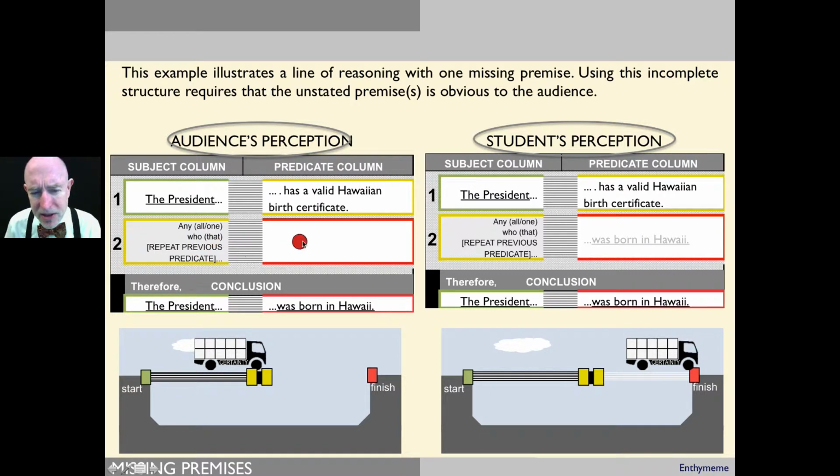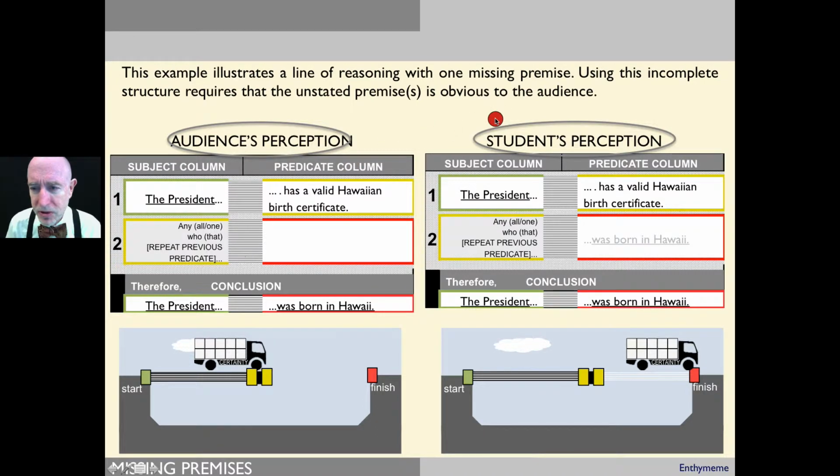Well, even though it's unstated, if it's not obvious what premise number two is, the audience can move along this first premise, but when they get to this point, if they are not at least intuitively aware of what the second premise is, they won't see the connection, and the line of reasoning won't be complete in the eyes of the audience.